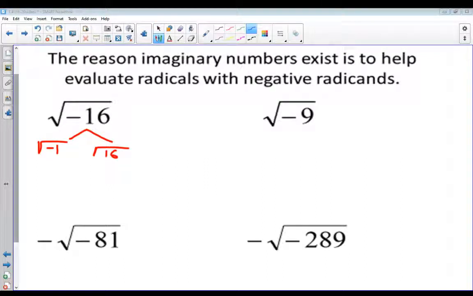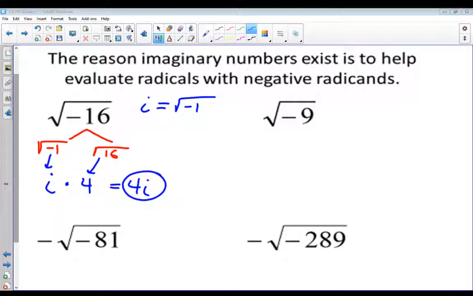The reason I split it is because, if you remember from the very first slide, i is the same thing as negative 1. So making this negative 1, I can actually convert that to an i. And then the square root of 16, that's a perfect root. That just becomes 4. So for your final answer, you just got to do i times 4, which just becomes 4i. And that's your final answer.